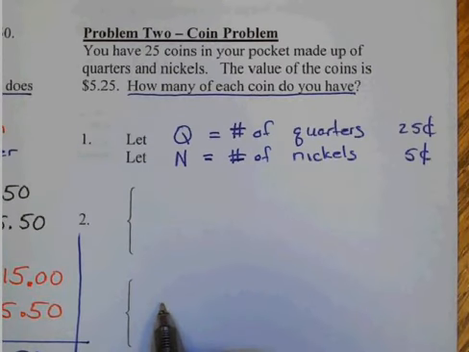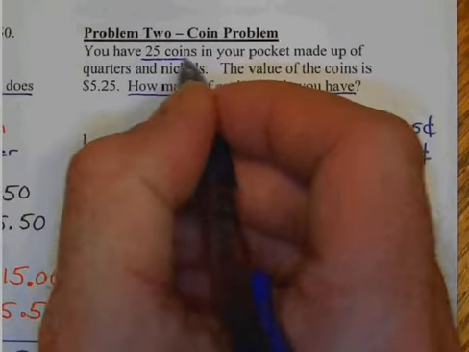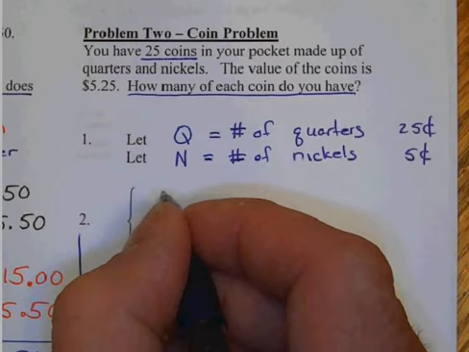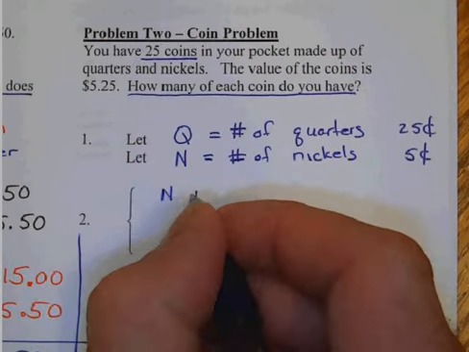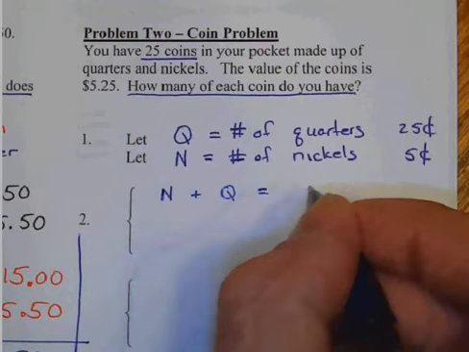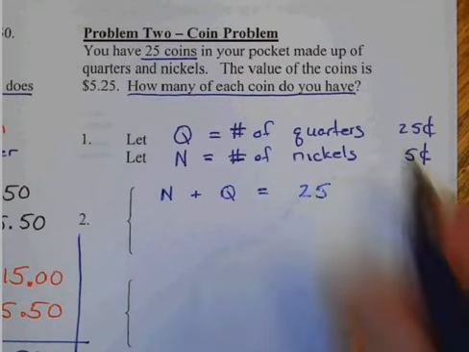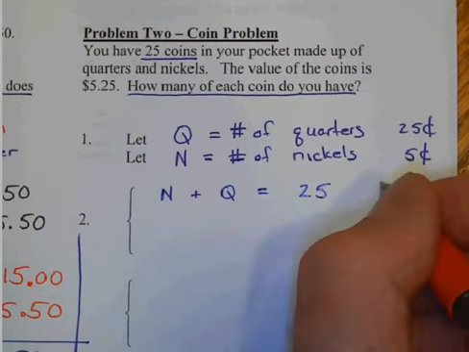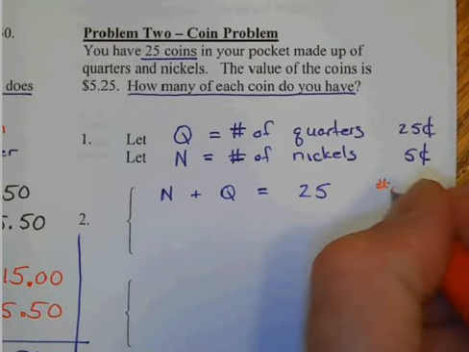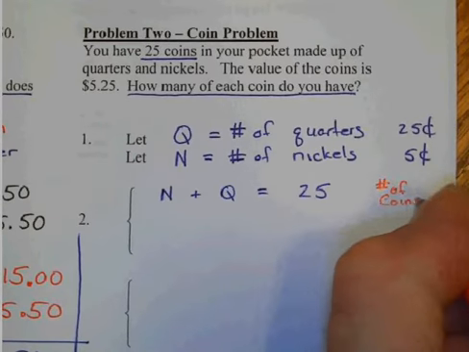Next step, we have to write two equations. The first equation has to do with the number of coins that you have. That's 25. So that's a simple equation. N plus Q equals 25. And that equation has to do with the number of coins.